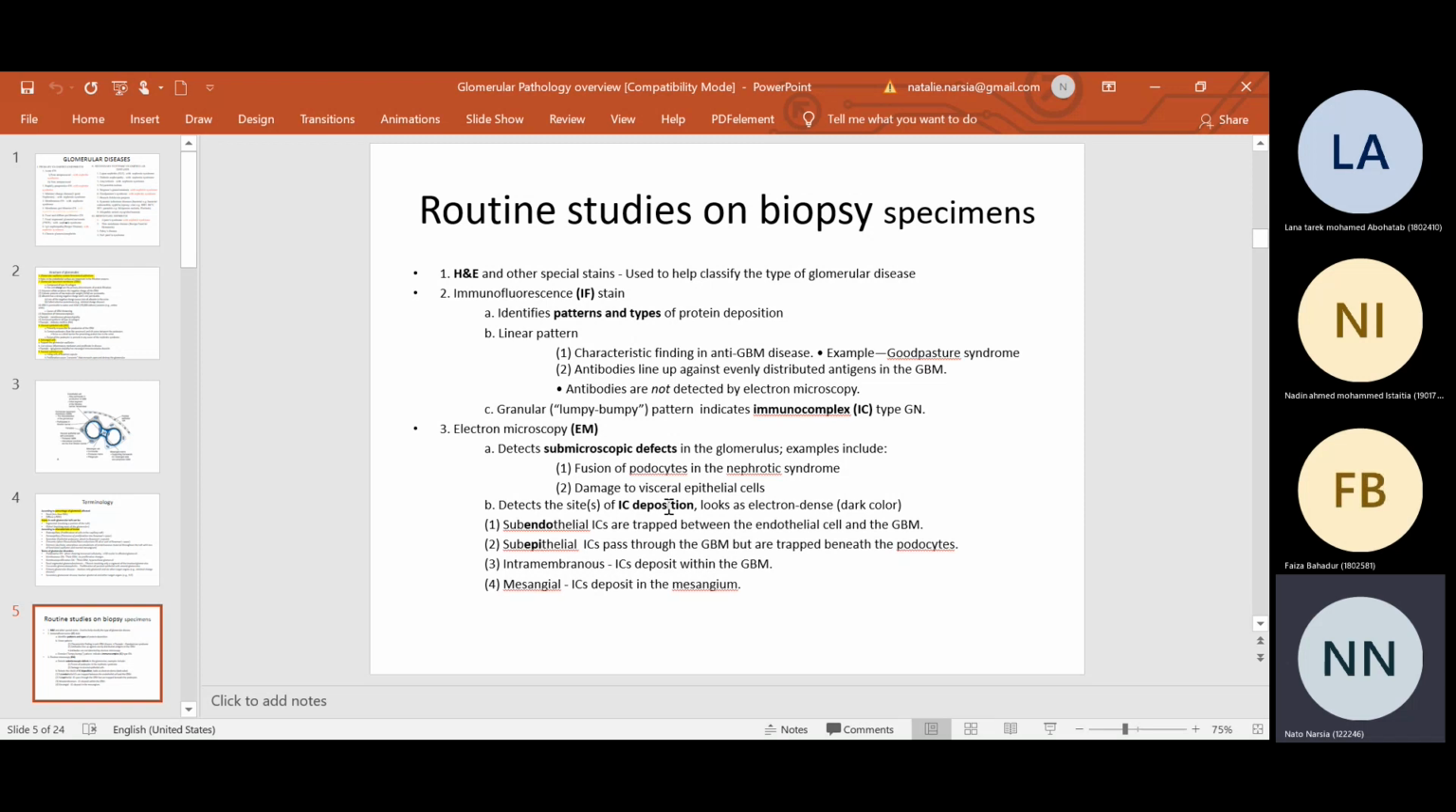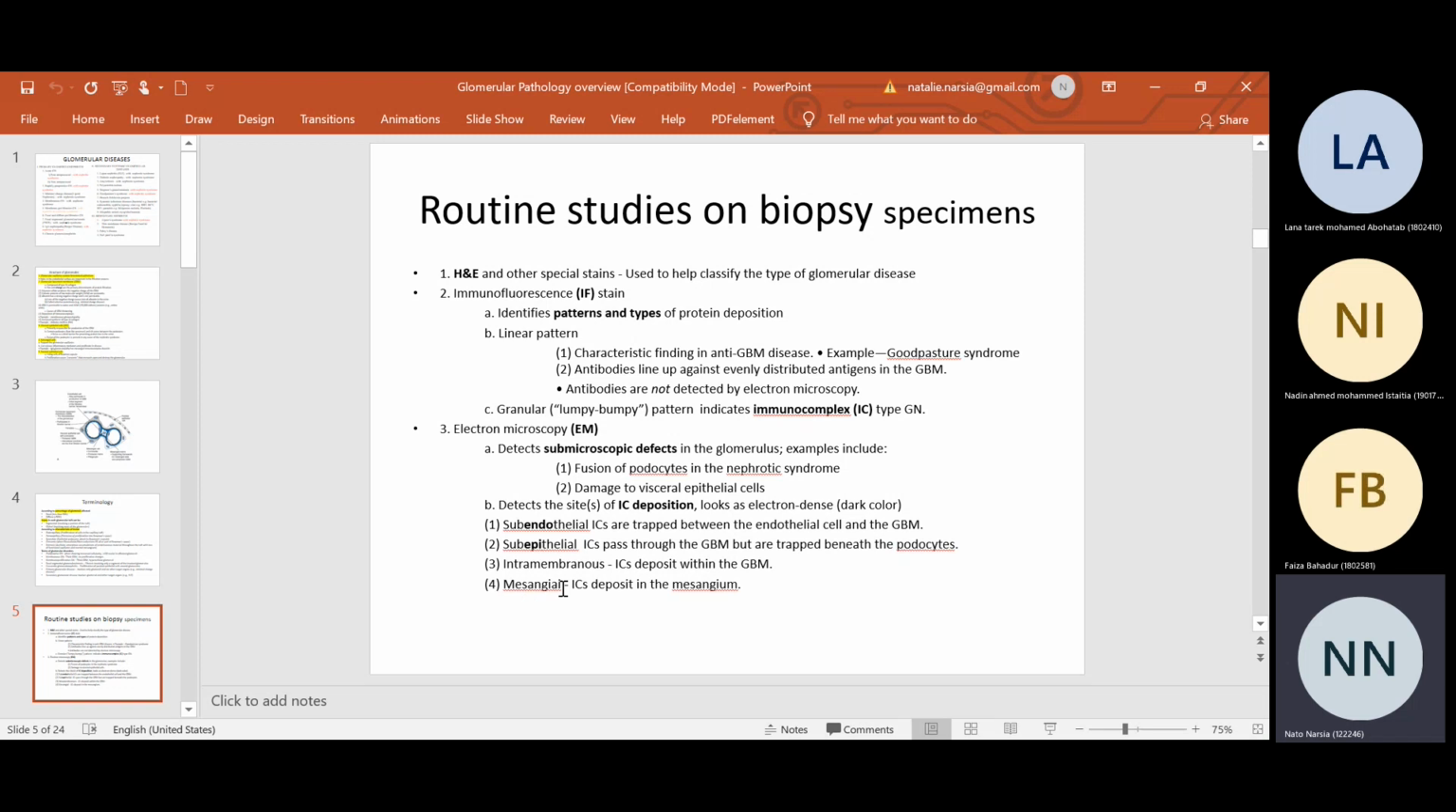One possibility is to deposit under the endothelium, right? So you will have subendothelial immune complexes. Under the epithelium, you will have subepithelial immune complexes, or you can have intramembranous. Okay, intramembranous. And the fourth one is mesangial.